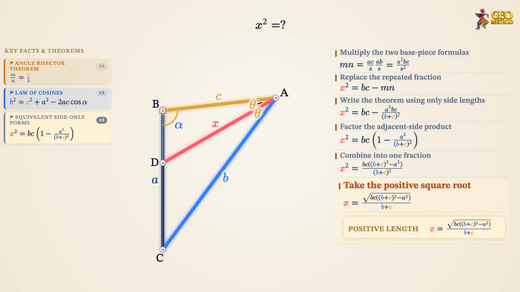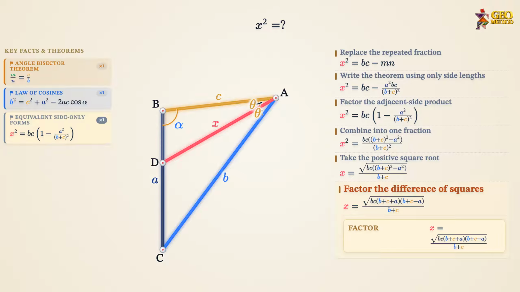Because x is a length and b plus c is positive, take the positive square root. This gives x equals the square root of b times c times the square of b plus c minus a squared, divided by b plus c. Finally, factor the difference of squares. The numerator becomes the square root of b times c times b plus c plus a times b plus c minus a.